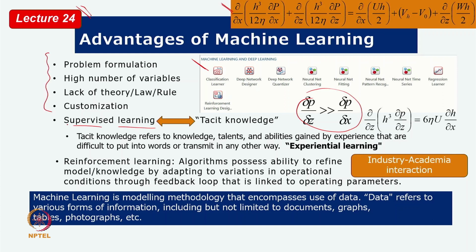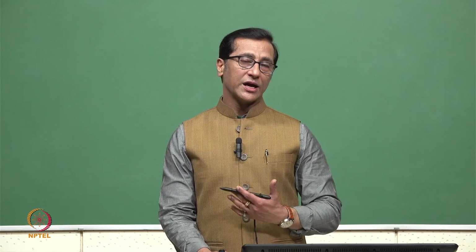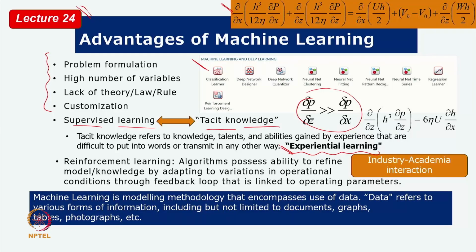Now, supervised learning, as I say, we have some tested knowledge that can be utilized, and we can think about experiential learning. The reason being, when we are working with industries or companies, we require academic knowledge, but we also require experiential knowledge to be incorporated. And there, machine learning helps in a big way to incorporate that experiential learning. That's what we call supervised learning, and we have a model that can be built. This was already elaborated completely in lecture 24. So what we see is that machine learning is a modeling methodology that encompasses the use of data.